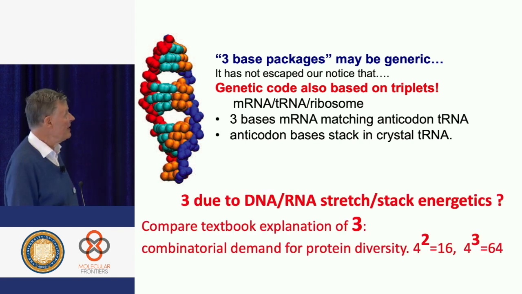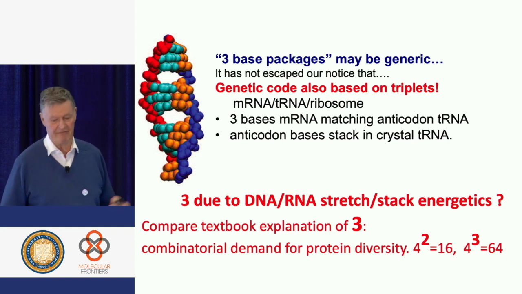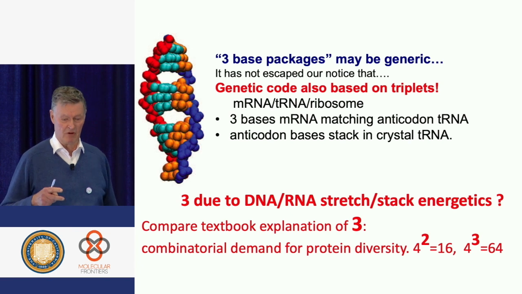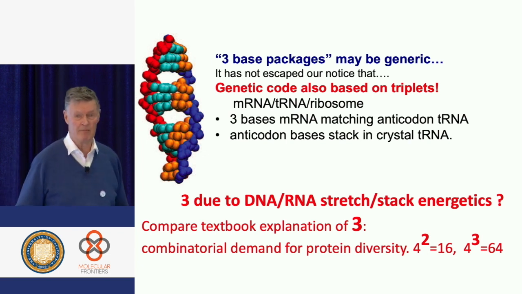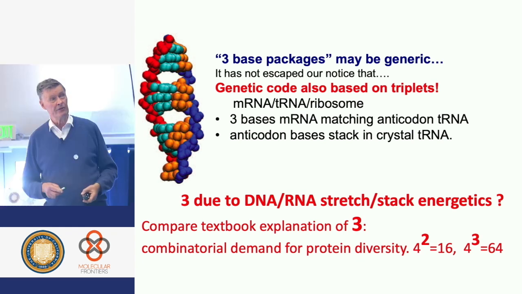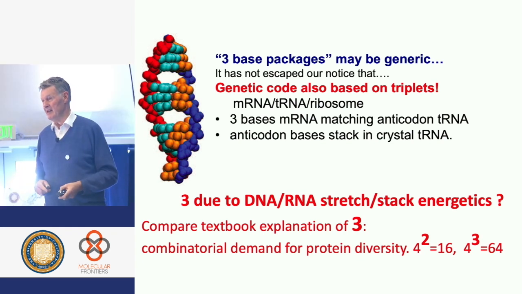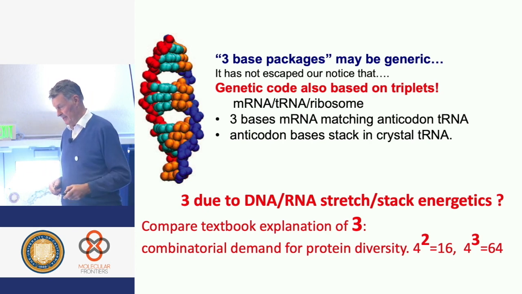You could say that maybe the 3 is due to the stretching here. And the textbook explanation of 3 is that, well, you have 4 bases, and if you only have the combinations of 2 bases, there would only be 16 combinations, and that's not enough. We need more than 20 different amino acids to build up a protein. And so we take the next possibility. That's 3 bases. That's 4 to the 3, that's 64. That's more than you need. So I'm bravely postulating here that this is not the origin at all. The origin is that the 3 bases is the most stable isolated configuration in the stacked nucleic acids.